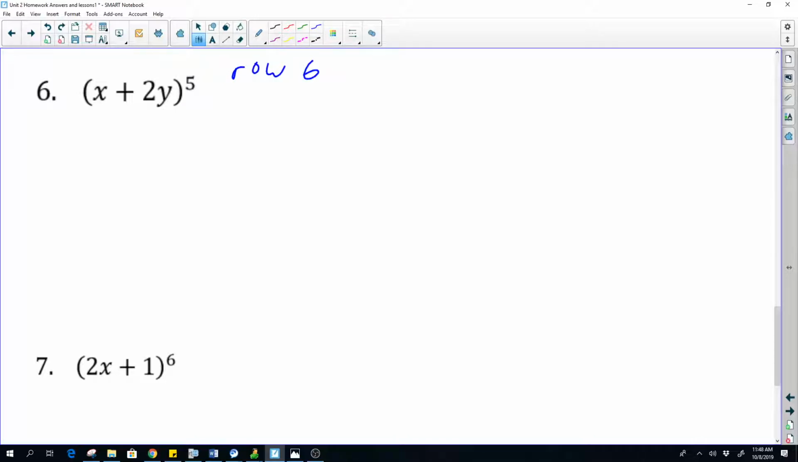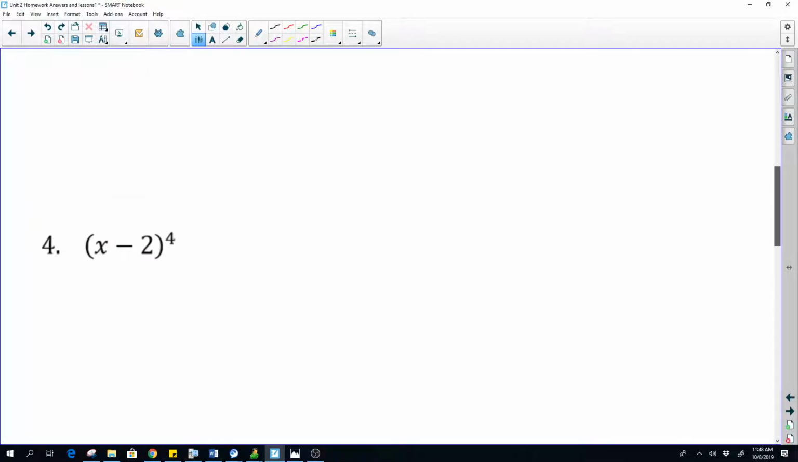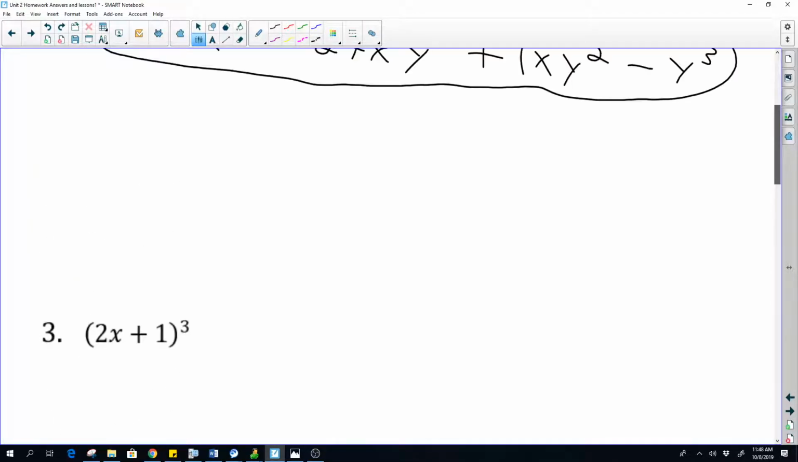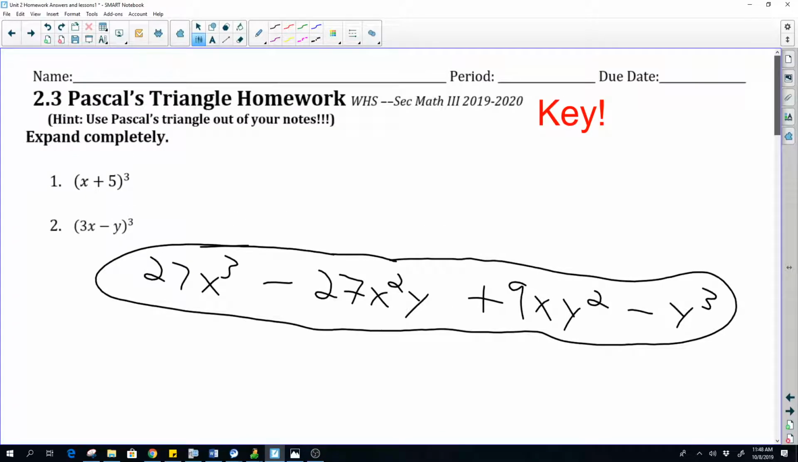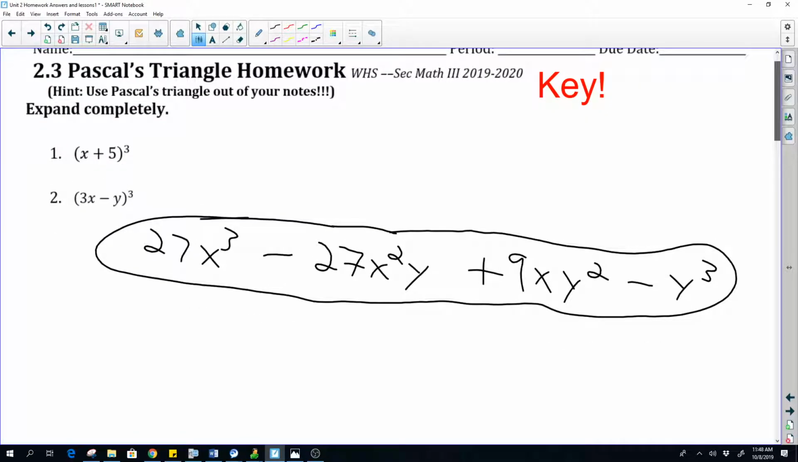Wait a second. We'll do an easier one first. Okay. We'll start off in the beginning. Let's do an easier one. So for example, maybe number 1. There's number 2 to check your answer. Don't see how it alternates with your minus symbol there, which is awesome. But let's take a look at number 1 first. So row 3 uses 1, 3, 3, 1.